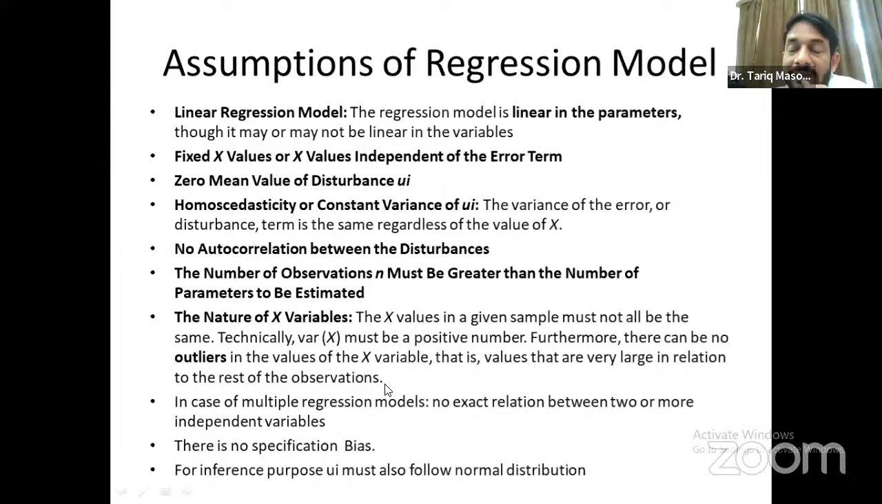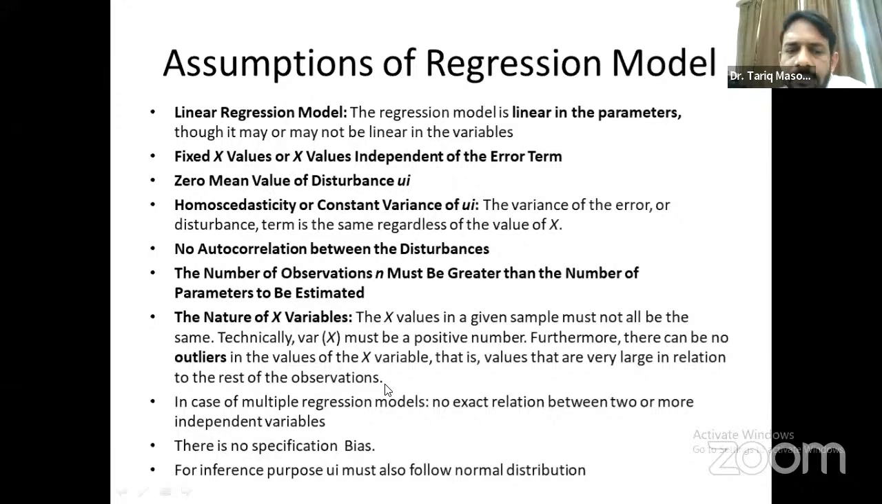Now next, there is no specification bias. Specification bias means that you are not writing a true function. You are excluding an important variable, or adding an irrelevant variable, or wrongly writing a linear formulation where non-linearity is needed. In all those respects, your mathematical specification and econometric specification must be correct. If you make any mistake, that will be problematic for the model.